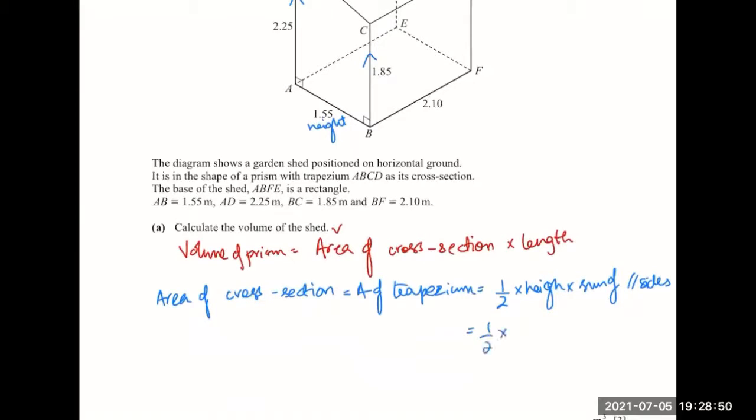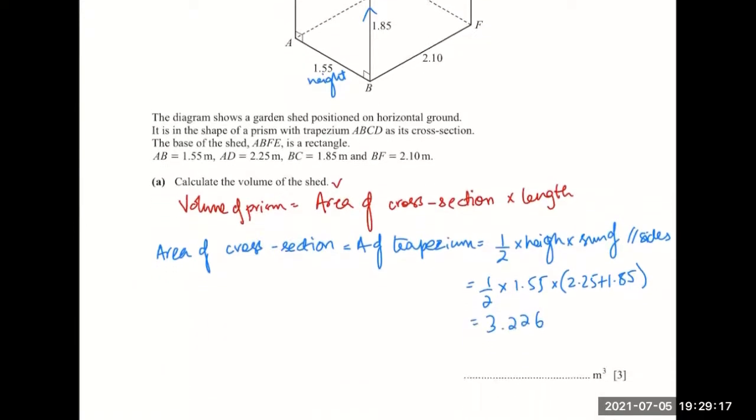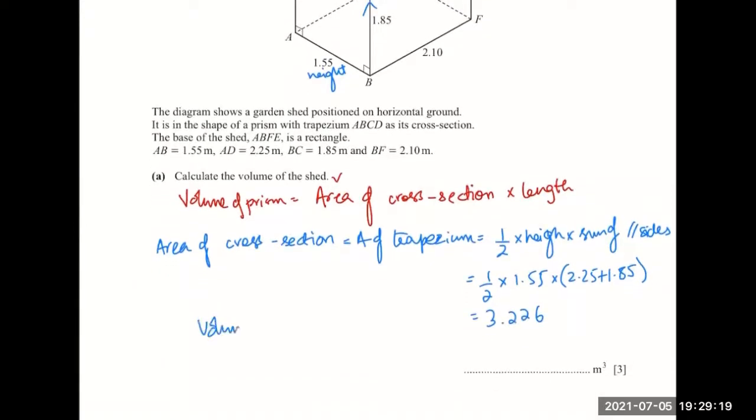So I'm going to say half into 1.55 into 2.25 plus 1.85. There are other ways of writing down this formula as well. Sometimes it's written as half into parallel sides into the distance between the parallel sides, which is also a good way of sort of remembering the formula. I'm getting 3.226. So volume आ जाएगा 3.226 multiplied by 2.10.